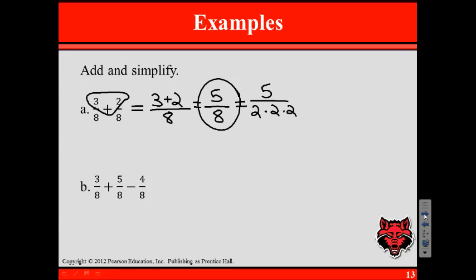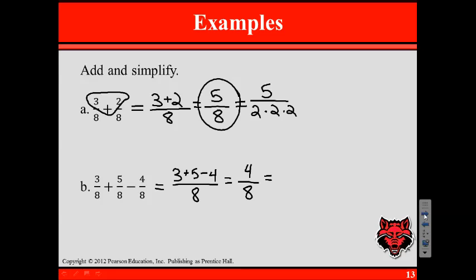Let's try the same thing with 3 fractions on part B. Because each fraction has a common denominator, I can write it one time and perform the operations with the numerator. That gives us 3 plus 5 minus 4. Working from left to right, 3 plus 5 is 8. 8 minus 4 is 4. So we have 4 over 8.